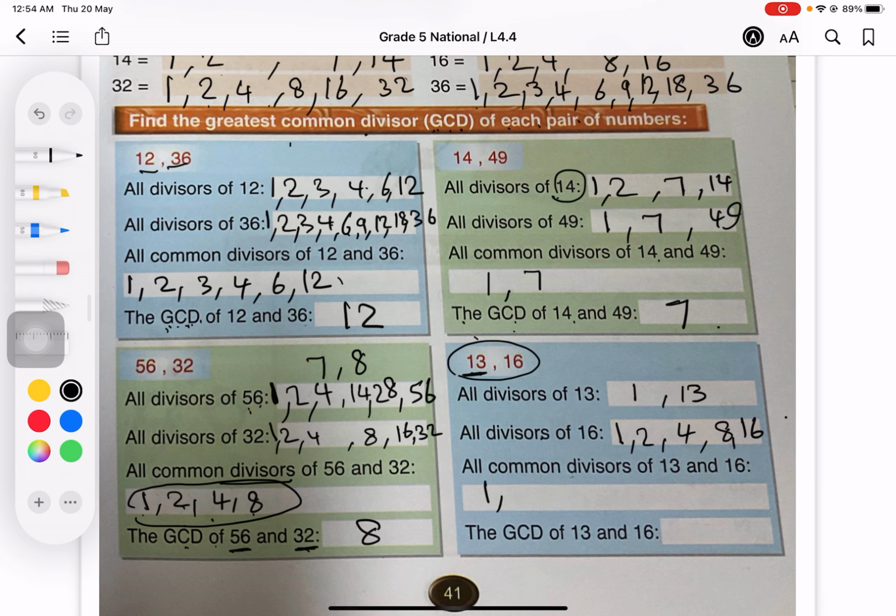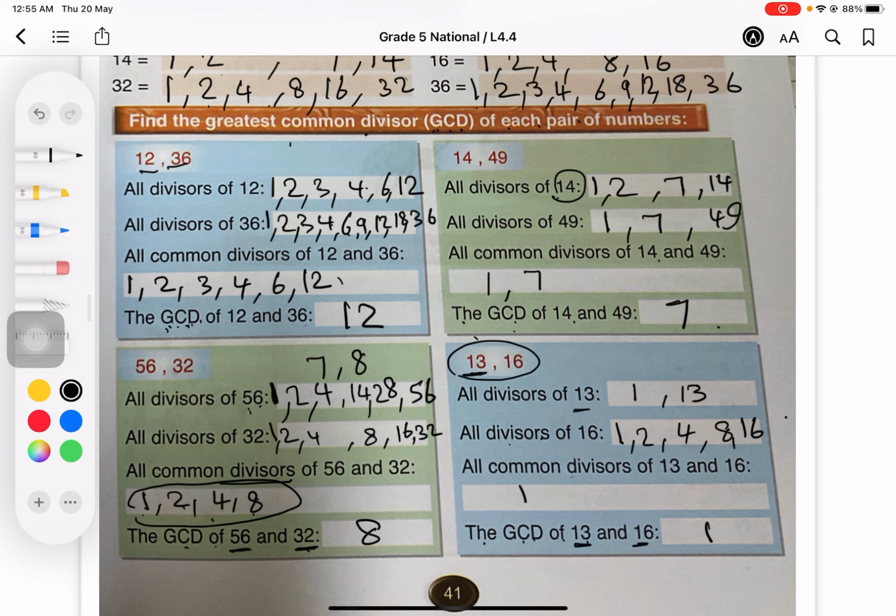It is 1. 2 is not available, 4 is not available. So only 1. So the common number between them is 1. So the greatest common divisor of 13 and 16, imagine, is 1. Because 13 only has 2 divisors, 1 and the number itself. 13 is a prime number. Okay?